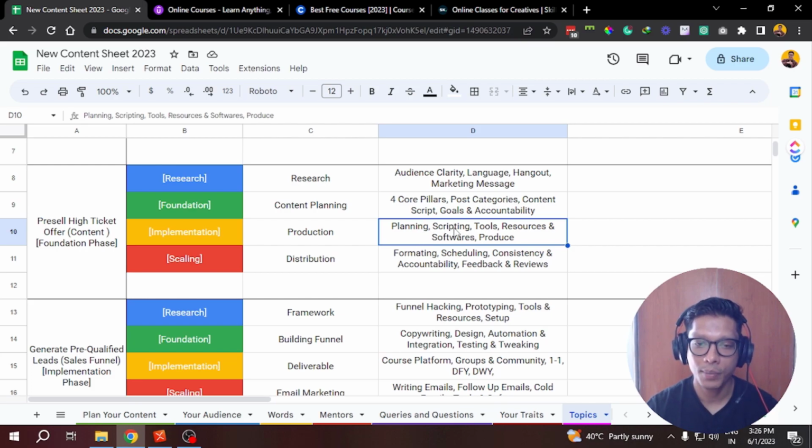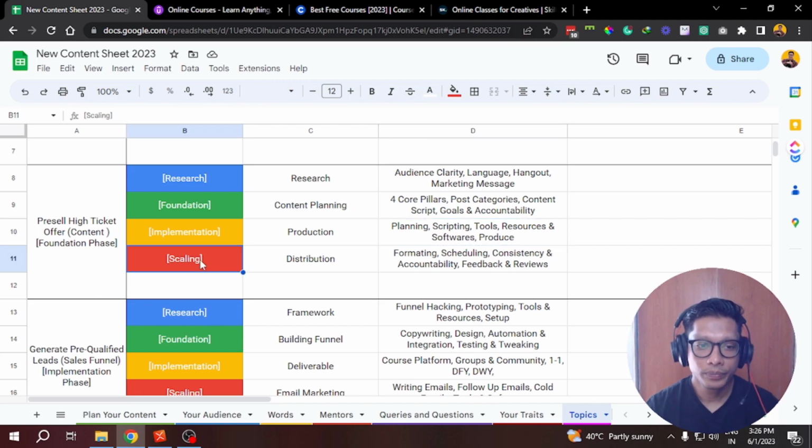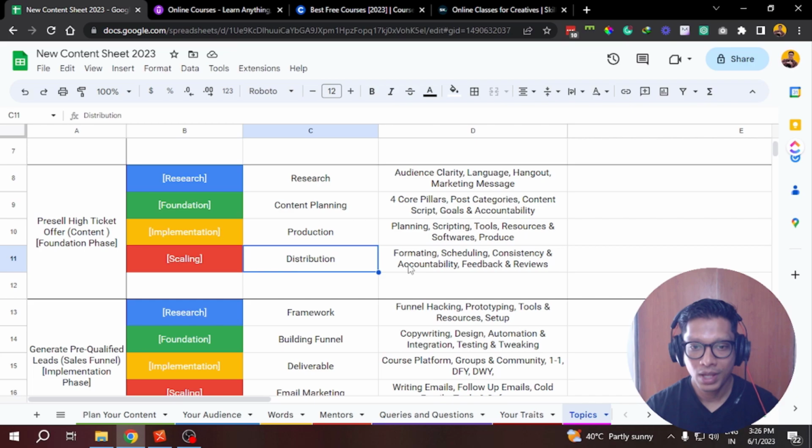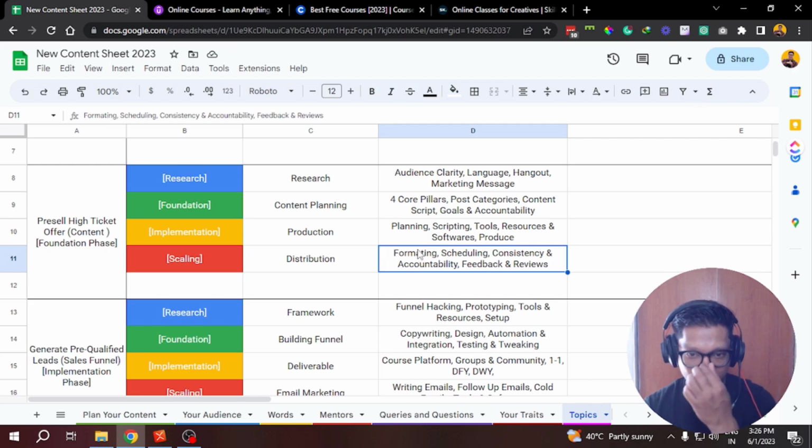Here we are talking about scripting, tools and resources that you need, software you need, and how you can actually go ahead and produce the content. Now, scaling is all about distribution, how you can distribute and share this content. So it's all about formatting your content according to different platforms, how you can schedule your content on social media, how you can stay consistent, how you can get feedback from your content, and how you can make this content better.